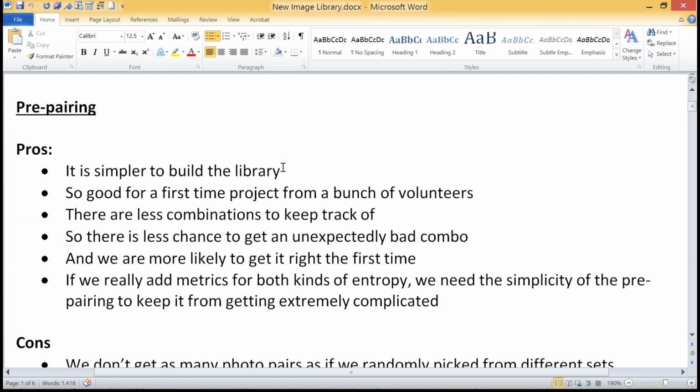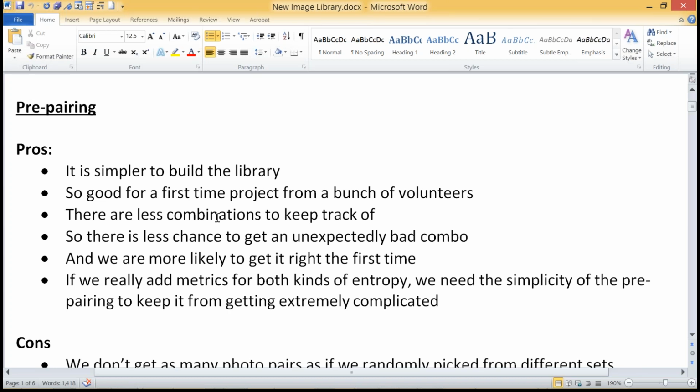one of the pros is it's simpler to build a library. Because if you were trying to make everything orthogonal with a million different combinations from 10 different categories, it would be really hard. Just makes everything really complex. But I guess it's in the pro section here. Yeah, so it's simpler to be preparing it. And then it's good in our case because we have a bunch of volunteers who aren't getting paid, and people only have so much time to dedicate improving the image library. And then there's just so many combinations.